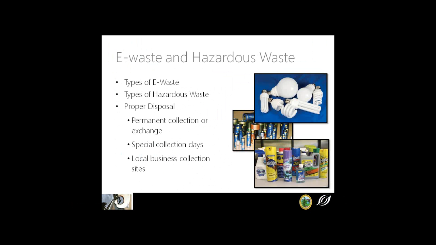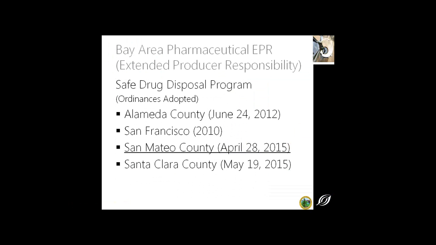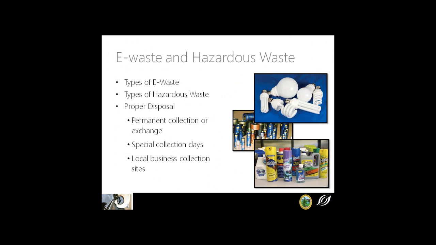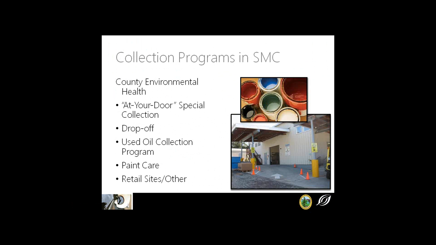Some of the other things that are really important that oftentimes get illegally disposed or improperly handled are e-waste and hazardous waste. So it's really important that we make sure that things like light bulbs and batteries, solvents, paints, materials like that don't go into our trash can, and that we properly dispose of them. And I'm going to tell you how you can do that through a number of collection programs in San Mateo County.